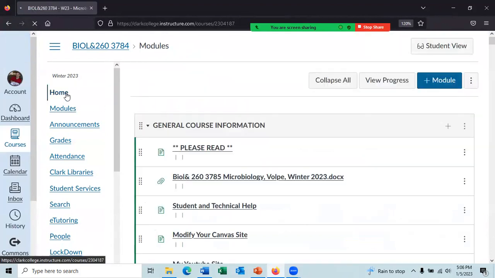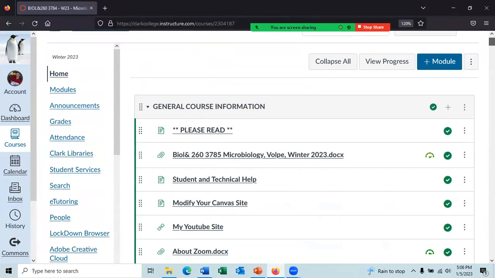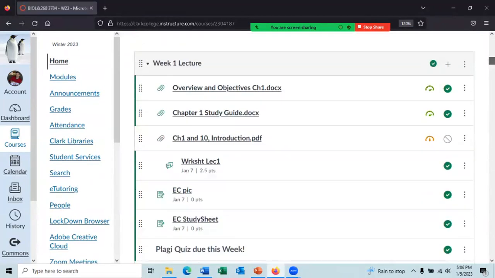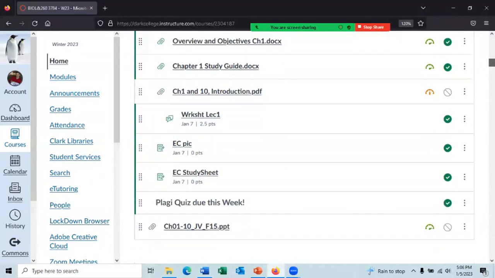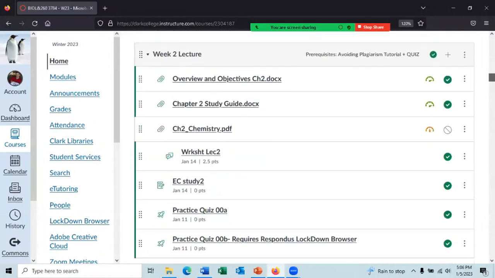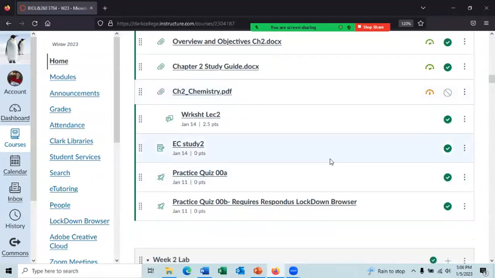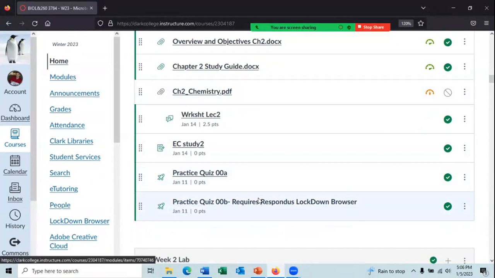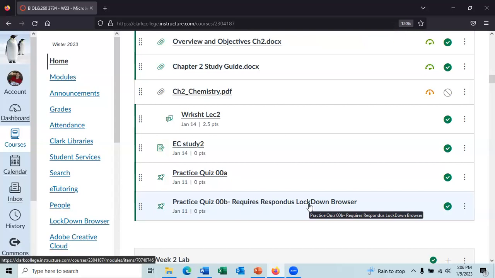Let me go home. There will be one that'll have multiple choice questions under week 2 lecture. There it is. And that will be the practice quiz 00B. It will require that you use Respondus Lockdown Browser. So you need to download that and get it running on your system. If you do not get it running on your system, then you should contact the computer help desk. And you should do that before the quiz is due.